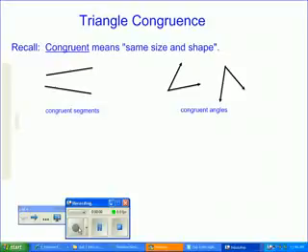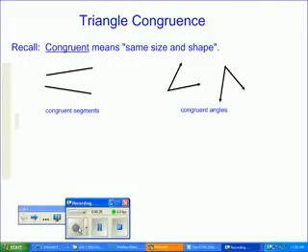This video is going to briefly explain what we mean by congruent when we're talking about congruent triangles. If you'll recall from class, the word congruent means the same size and shape. We don't typically use the word equals for shapes because equals implies also the same location, so two equal shapes would have to be right on top of each other. Congruent just means the same size and shape.